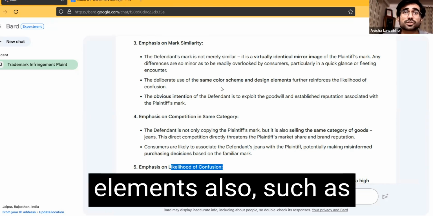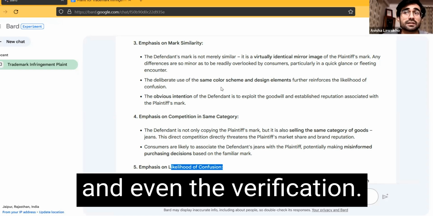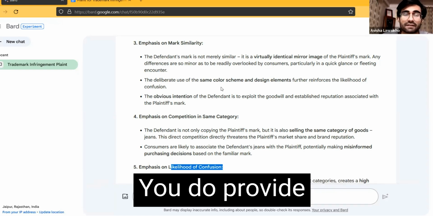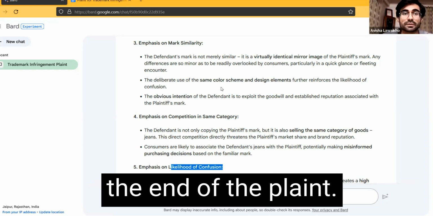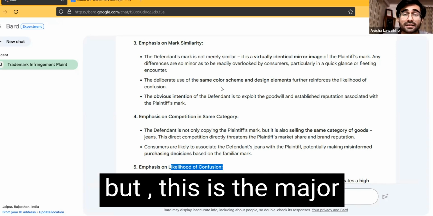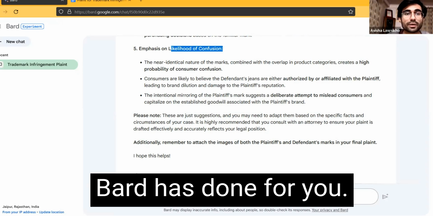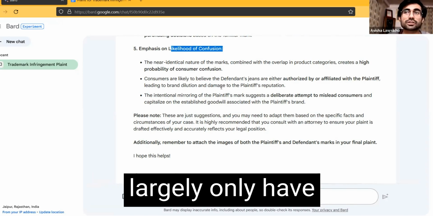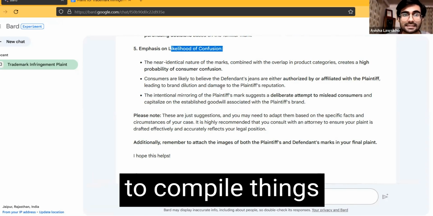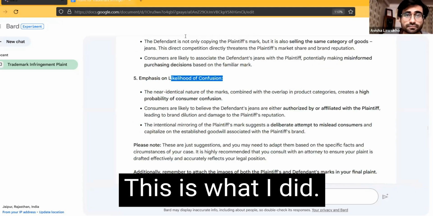Then there are other elements also, such as the cover page of the suit and even the verification. You do provide verification towards the end of the plaint. So that is something that can be done by oneself. But this is the major chunk of work which Bard has done for you. And now you basically largely only have to compile things into a proper order. This is what I did.